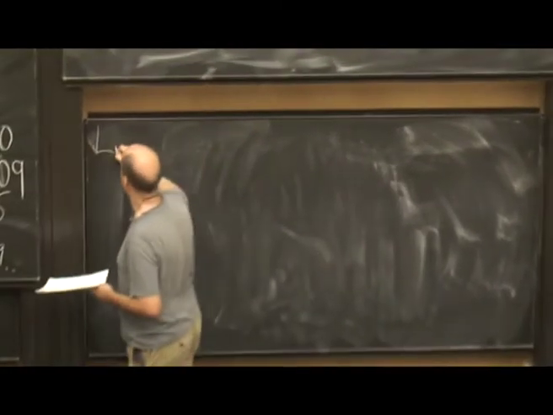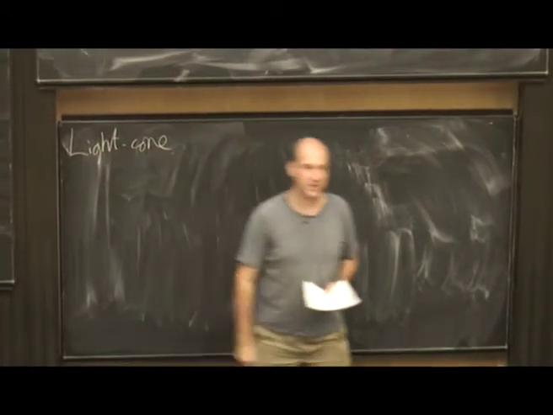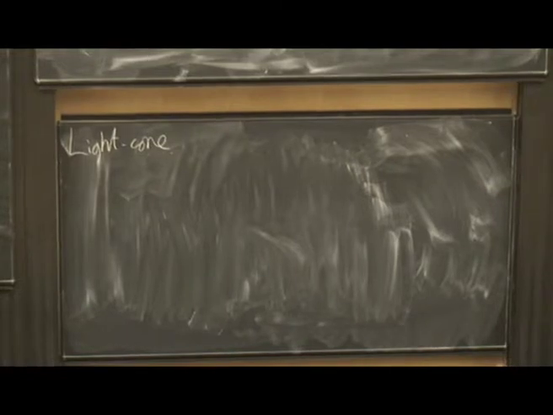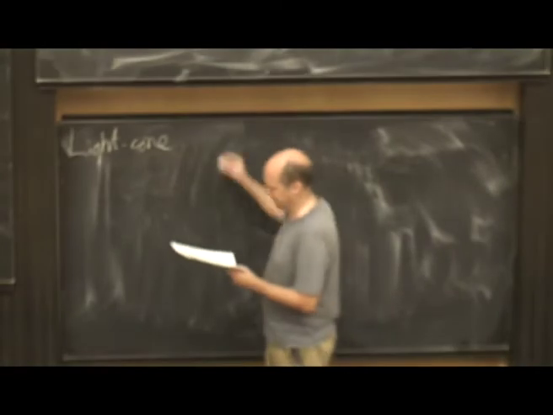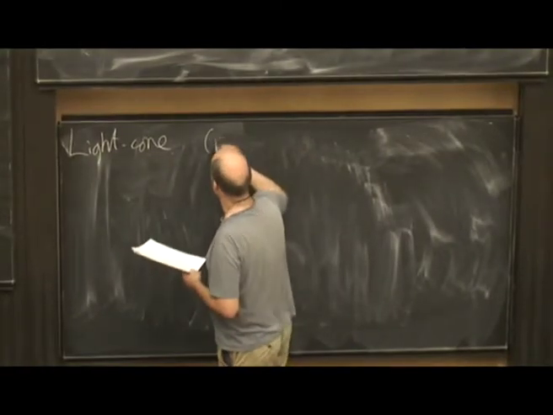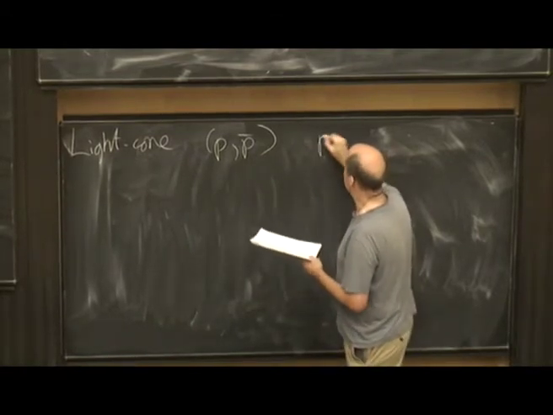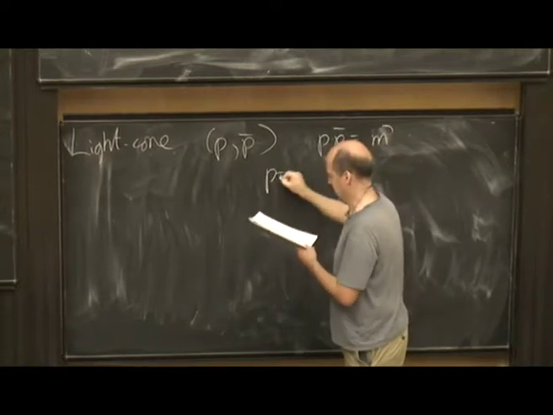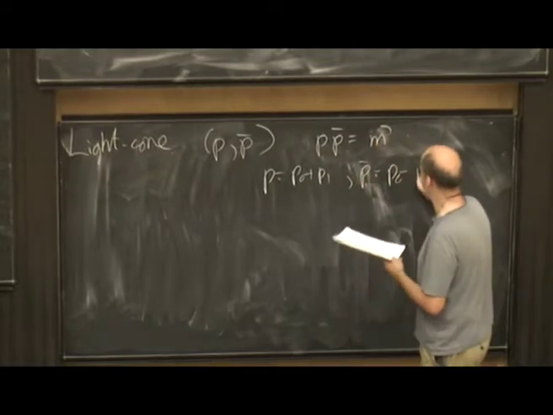I'll use light cone coordinates. It's another reason why 1 plus 1 dimensions is special. It's rather easy to solve using the light cone. Of course, in higher dimensions nowadays, at least for massless particles, there are all these cunning techniques too. In 1 plus 1 dimensions, you don't really need to think. We'll write momentum as P and P bar, with P times P bar equals m squared. So P is P0 plus P1, and P bar is P0 minus P1.